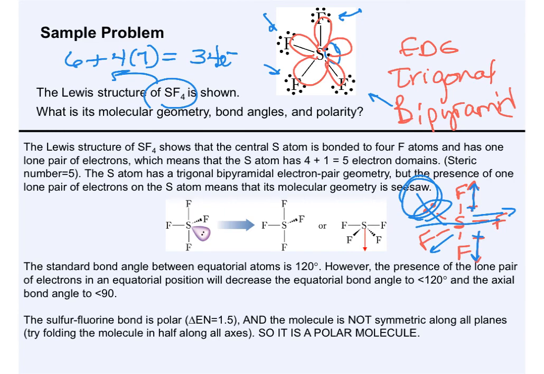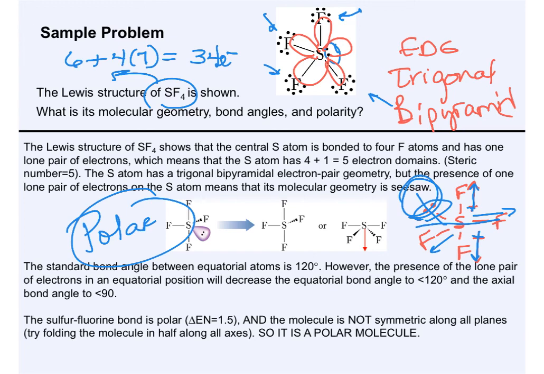Now, if everything was a fluorine atom, they would all cancel out and it would be nonpolar. I'm going to go out on a limb here and say the vast majority of the time when you have a lone pair on the central atom, you have a polar molecule, okay? All right, so we have decided that it is polar overall.